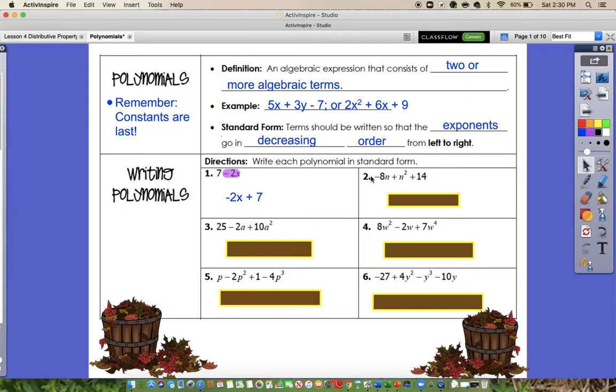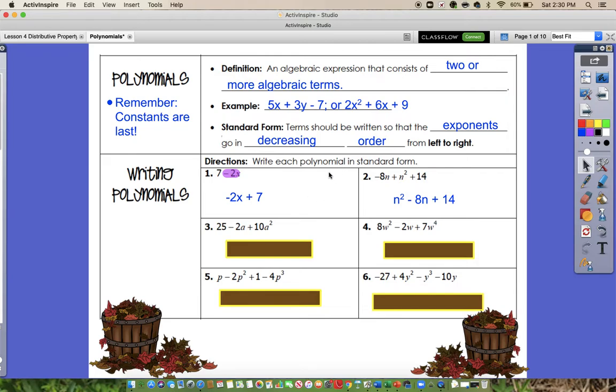For number two, remember up here we wrote that exponents should go in decreasing order from left to right. So that means you start with your highest power. That means our n to the second power is going to have to come first. So we start off with 1n to the second power. Variables always come before constants, so that negative 8n is going to have to come next. And then positive 14 will come last. So n squared minus 8n plus 14 would be our standard form of that polynomial.